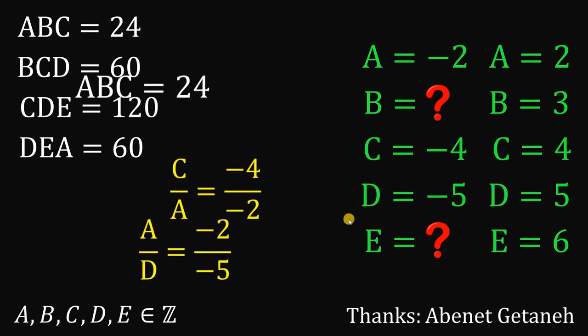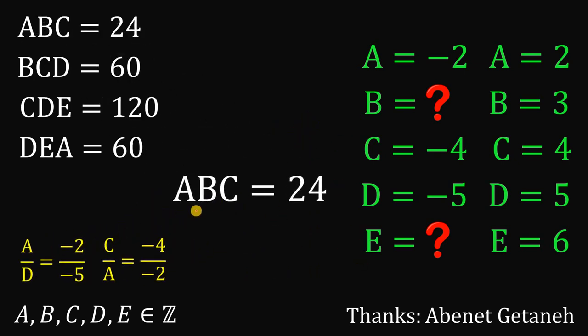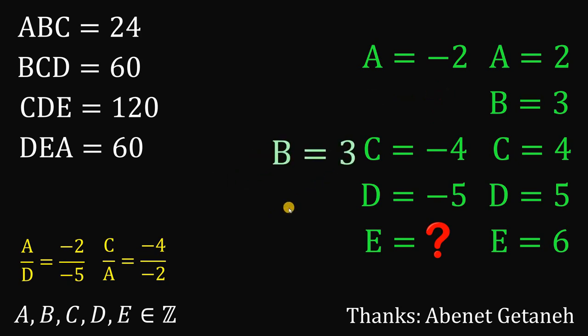Again, let's solve for the values of B and E. Now, from here, we know that A equals negative 2, C equals negative 4, and negative 2 times negative 4 is also equal to positive 8. So, the left side is just, again, 8B equals 24. So, to get the value of B, again, divide both sides by 8, and sure enough, we get a value of 3. So, B equals 3. So, again, if we solve for the value of E, we get also a value of 6.